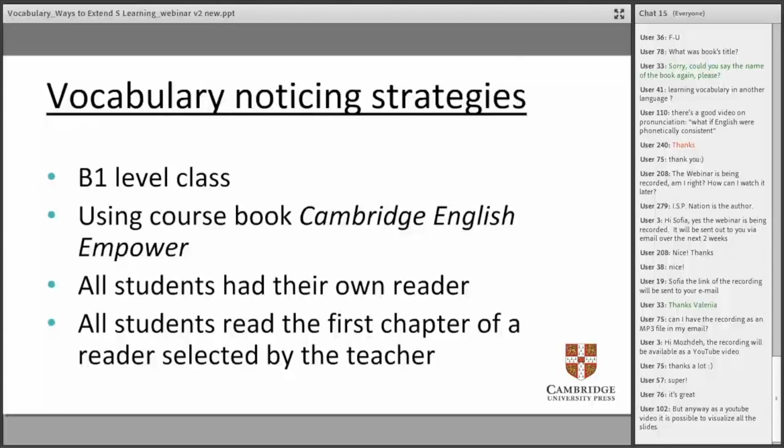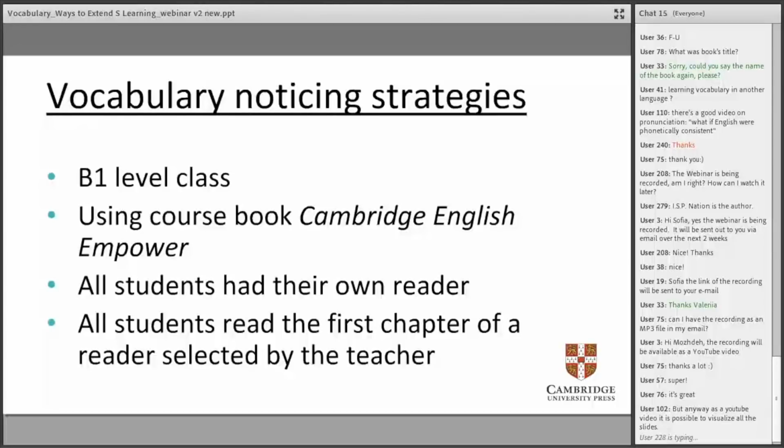So in order to do that, I'm going to give you a fairly precise example from my own teaching. For the last term of last year, I was teaching a B1 level class. I was actually using the course book that I worked on, Cambridge English Empower. All the students in the class had a reader. At the school I work for in Auckland, we have an independent study learning centre, and we have quite a lot of readers.